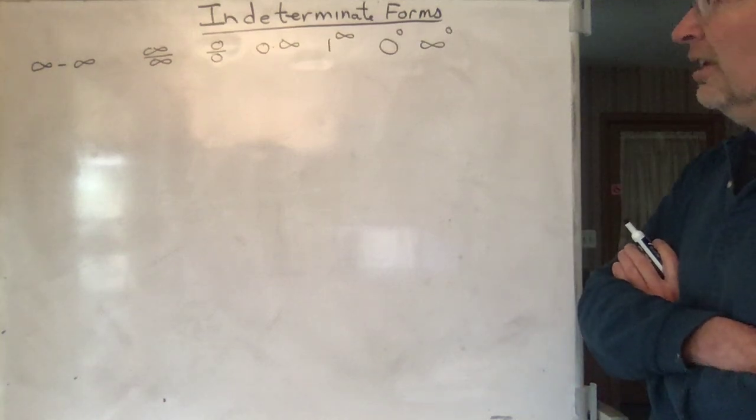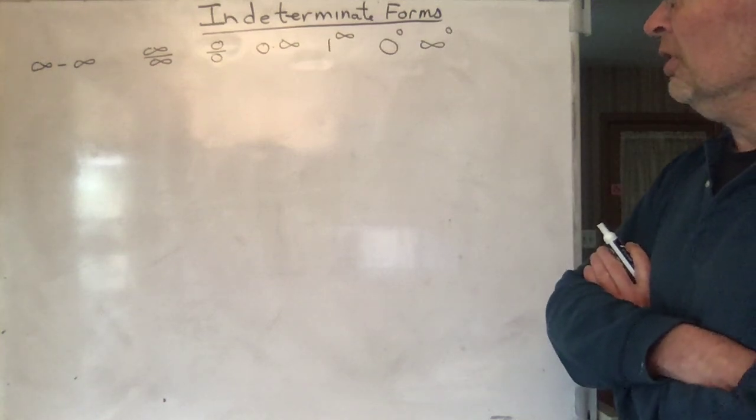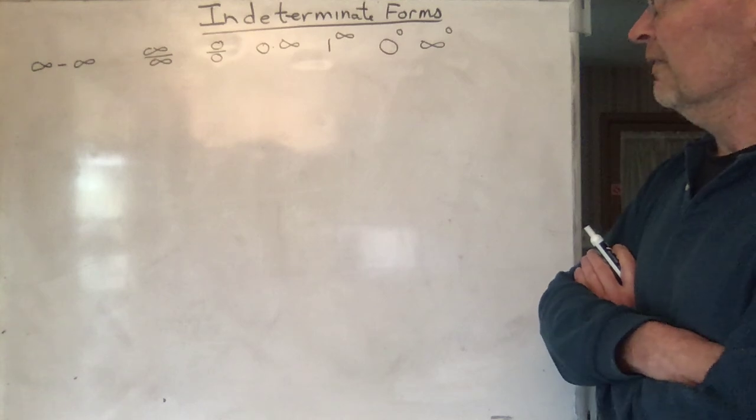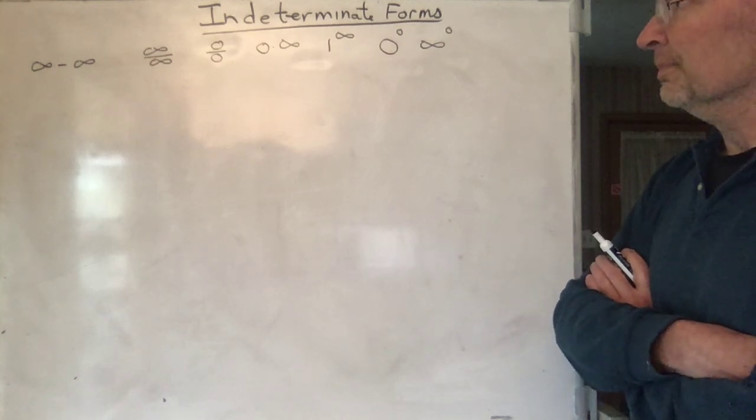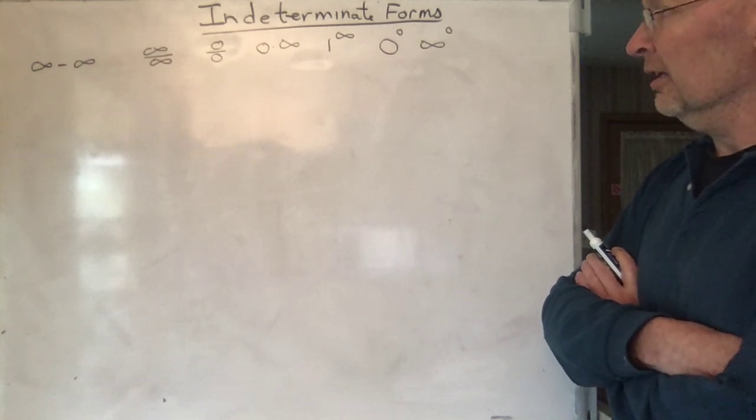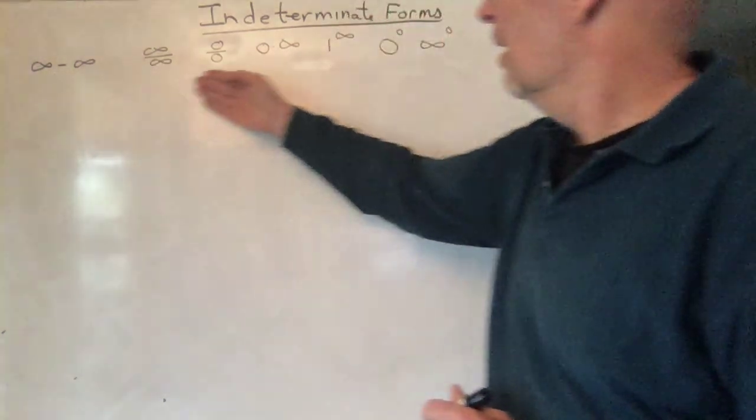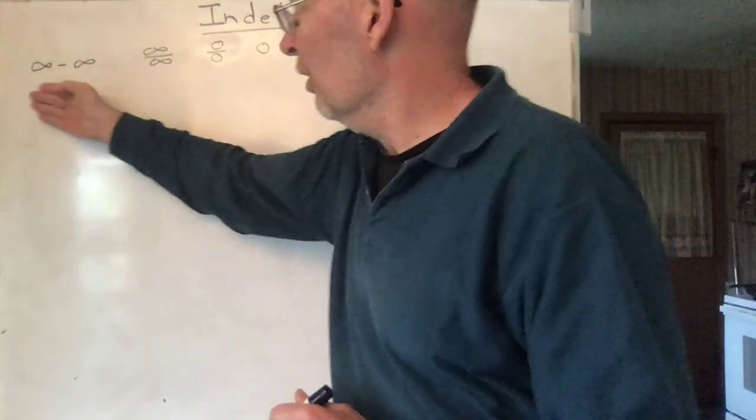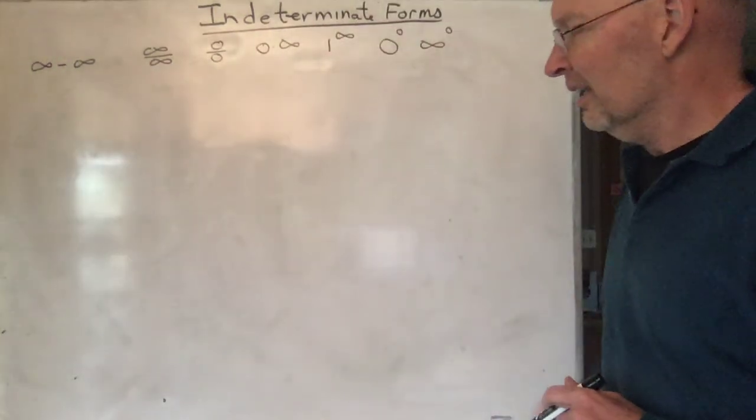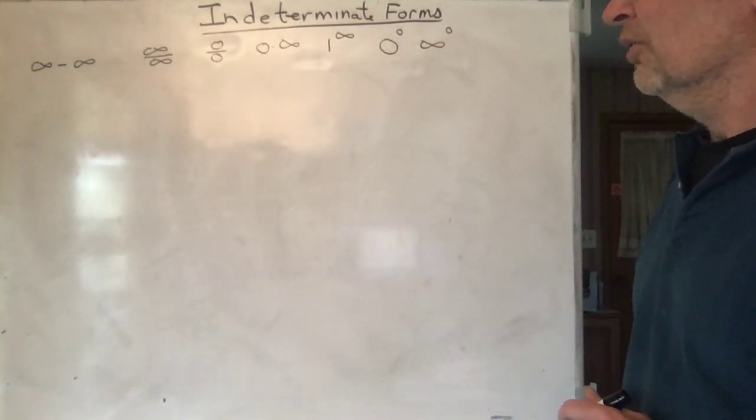Now, as promised, we're going to use L'Hopital's rule as needed to find limits. And we're going to, in particular, concentrate on limits that look like one of these things. These are called indeterminate forms. And again, it's nothing you should try to memorize.